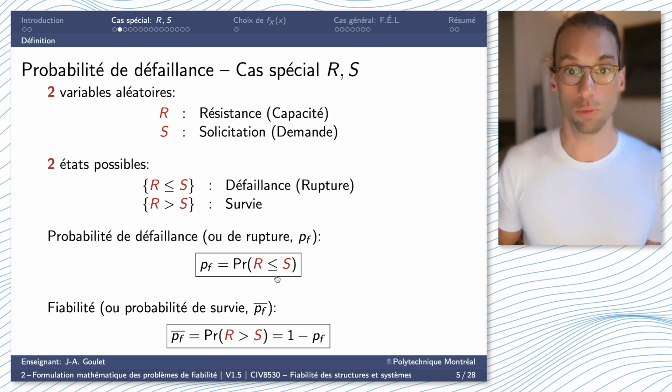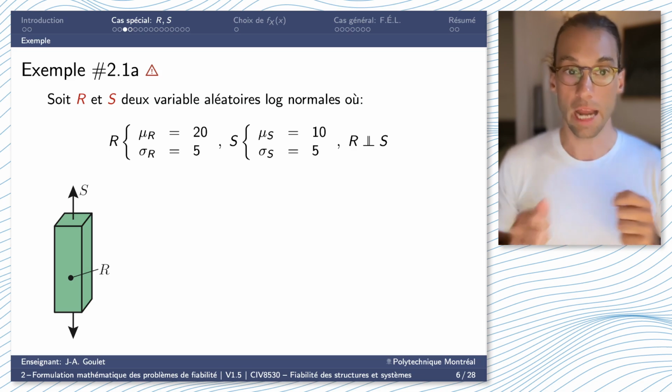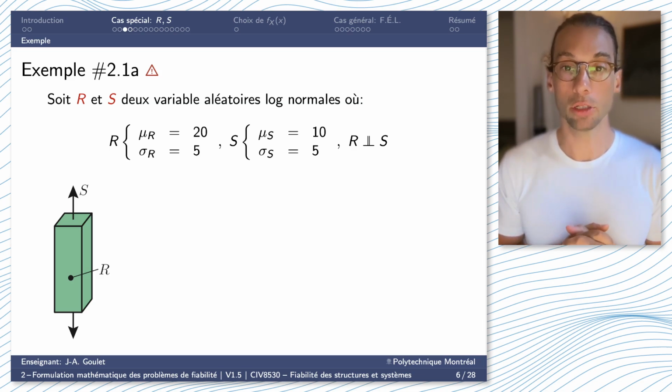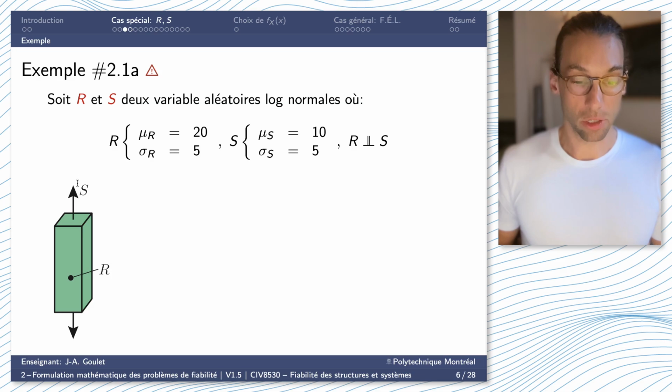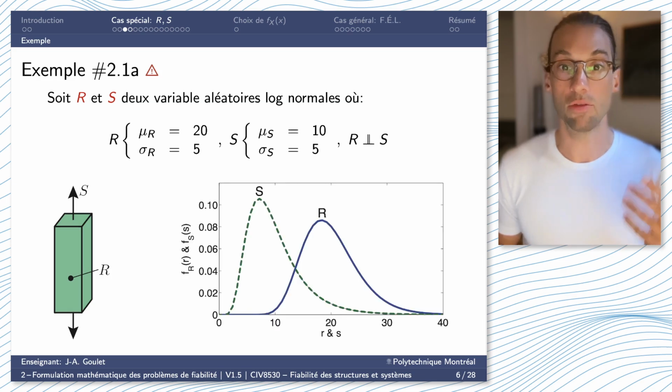That's why, even if we're interested in the reliability of our structure, we compute and carry on the failure probability. Okay, so let's look at a first example. We have R and S, which are both modeled as lognormal random variables. S is my solicitation, the tensile force applied on my bar, and R is the tensile resistance. Assume that the mean resistance is 20 kilonewton and the standard deviation for resistance is 5 kilonewton. For my solicitation, the expected value, the mean applied force, is 20 kilonewton, and the standard deviation is 5. And I assume that R is statistically independent from S.